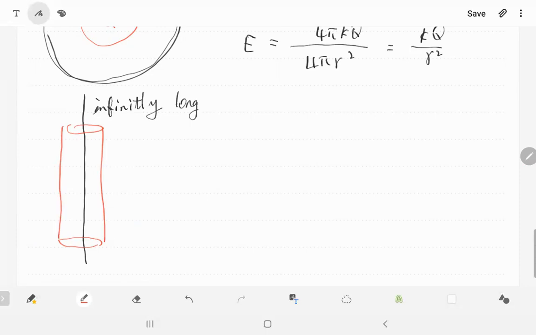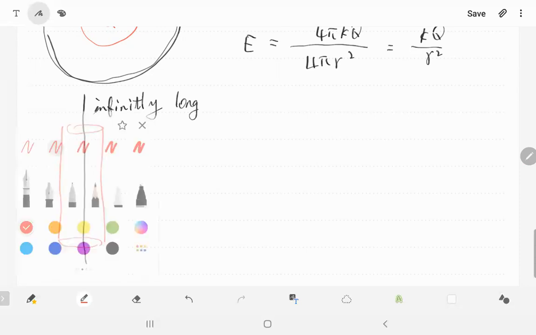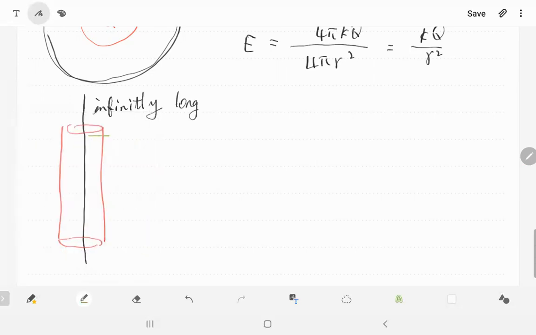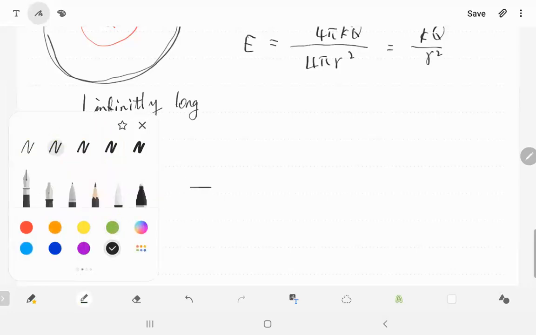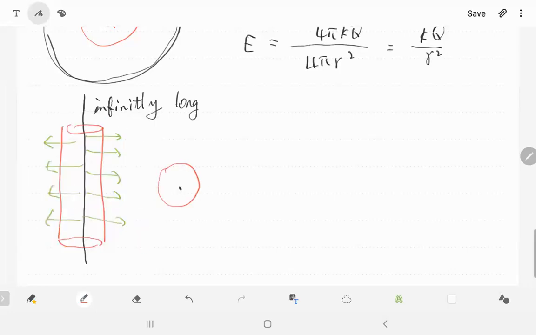And because we know the electric field generated by the wire is perpendicular to the wire, it's like radiation. If we look through the top, this is the wire, and this is the cylinder we sketch, and the electric field should look like this. Okay, this is the electric field generated by a wire. And let's calculate the flux.